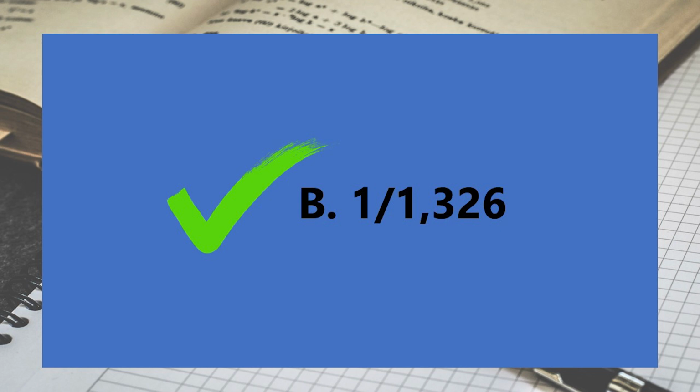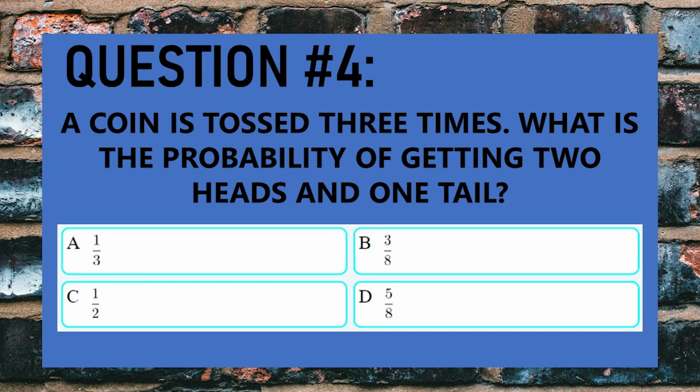And the correct answer is letter B, 1 over 1,326. Question number 4. A coin is tossed 3 times. What is the probability of getting 2 heads and 1 tail? Letter A, 1/3, letter B, 3/8, letter C, 1/2, or letter D, 5 over 8.